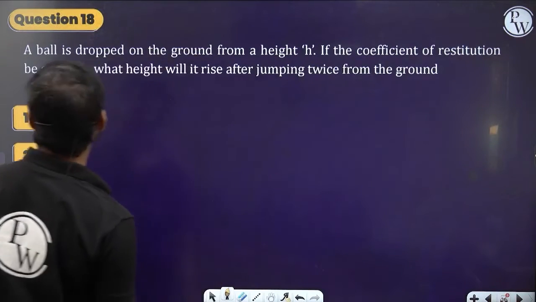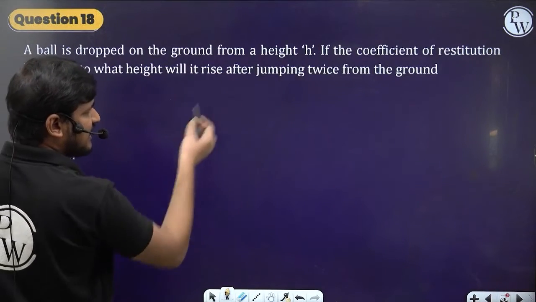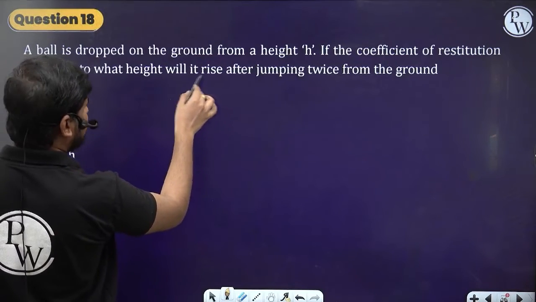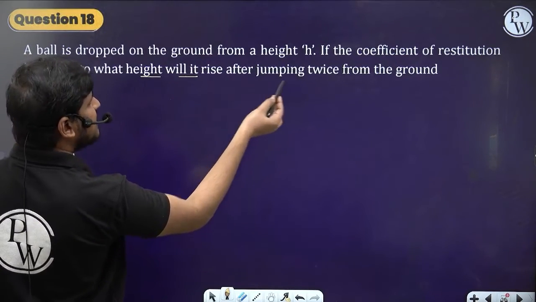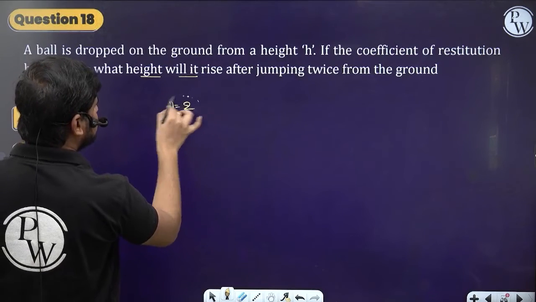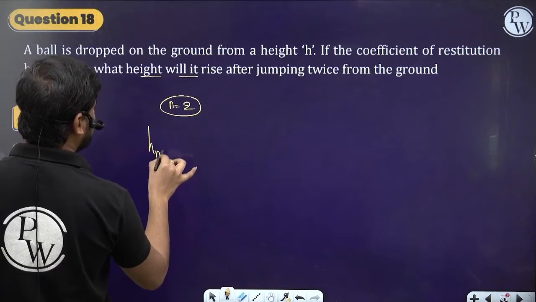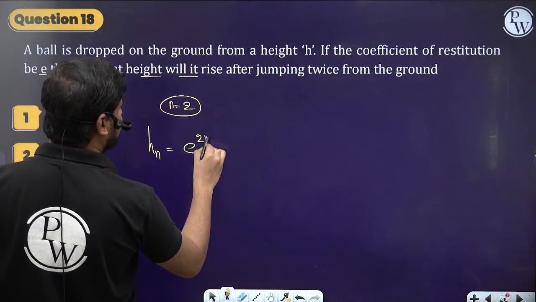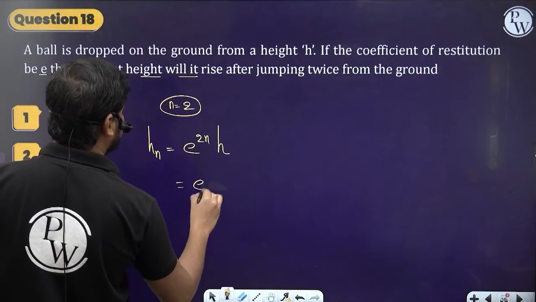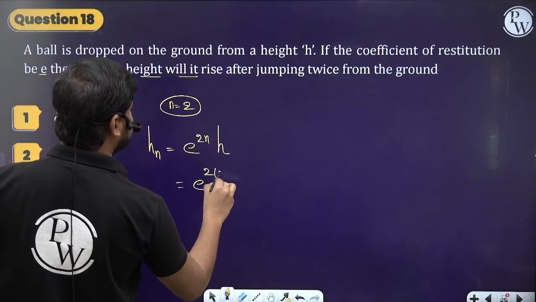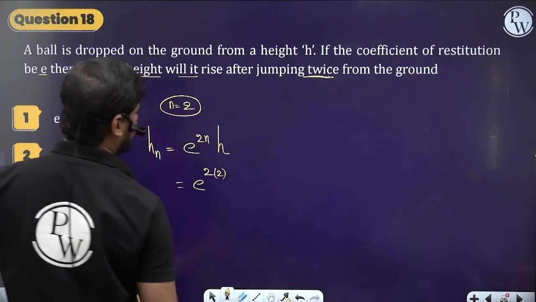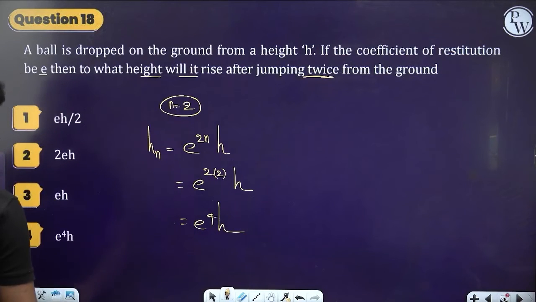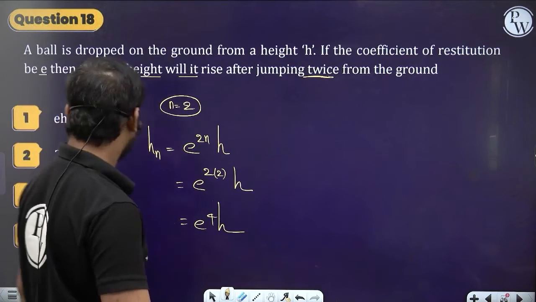So next question. A ball is dropped on the ground from a height h. If the coefficient of restitution is e, to what height will it rise after jumping twice? Jumping twice means n is equal to 2. The height after n rebounds is e to the power 2n into h. After 2 rebounds, it is e to the power 4 into h. So the simple question, e to the power 4 into h, option 4 is the correct answer.